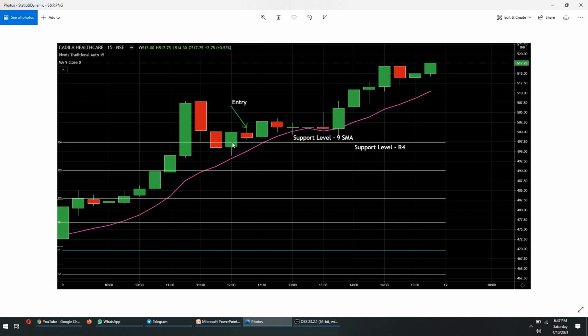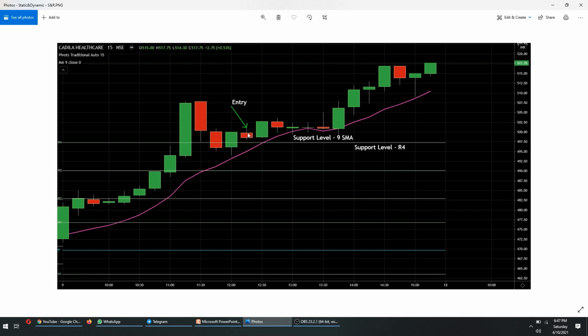Confirmation number two is this green candle breached the resistance. Which is the resistance here? This resistance, this line that you see here, is the R4. You see on the left hand side, it's mentioned it is R4. So this green candle, the 12 p.m. candle, actually breached the resistance. Now since it breached the resistance and closed above the resistance, your entry should be made anywhere at this candle. That is the 12:15 candle.